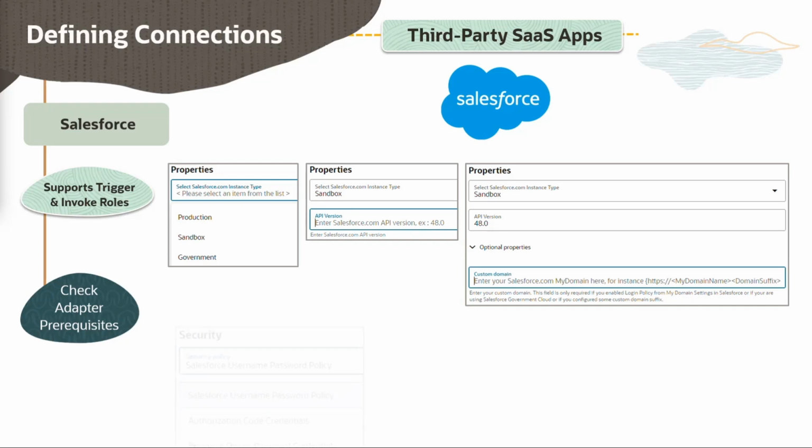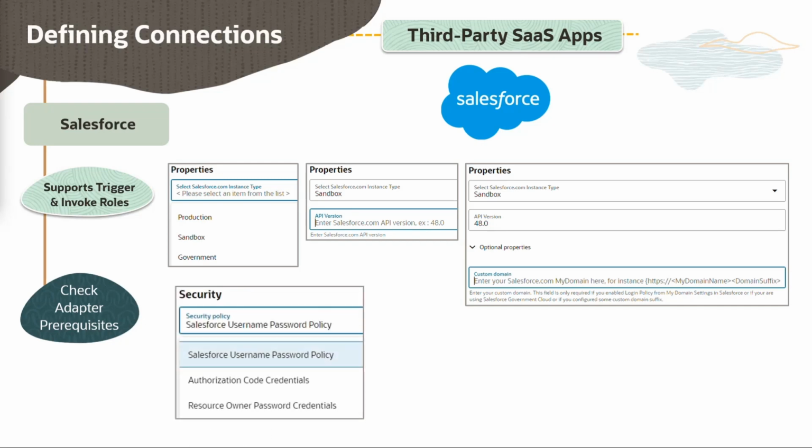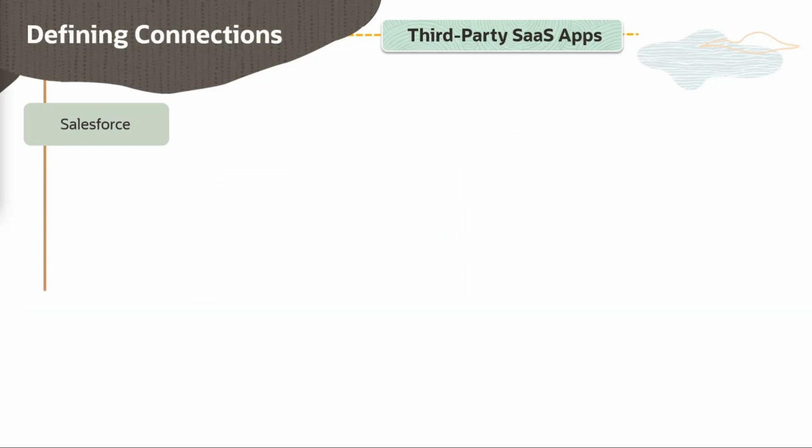Cloud. Then below, you select one of these security policies, providing an authorized Salesforce application username and password, or assuming that OAuth three-legged prerequisites have been completed in Salesforce, provide the client ID and secret for the authorization code credentials policy. Or select this to add the identity of a resource owner in addition to the OAuth client authorization.